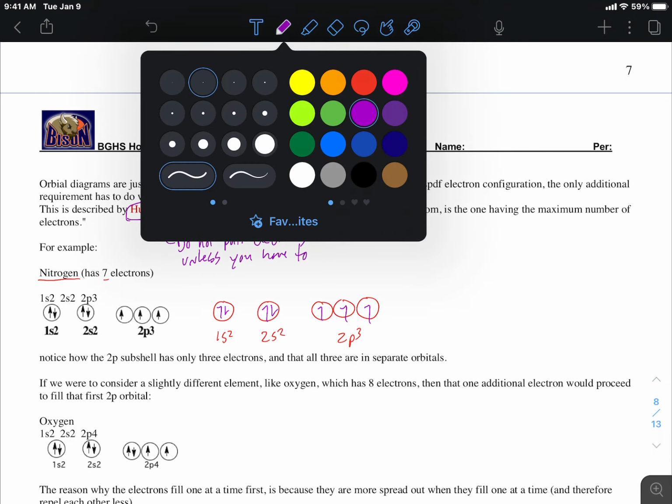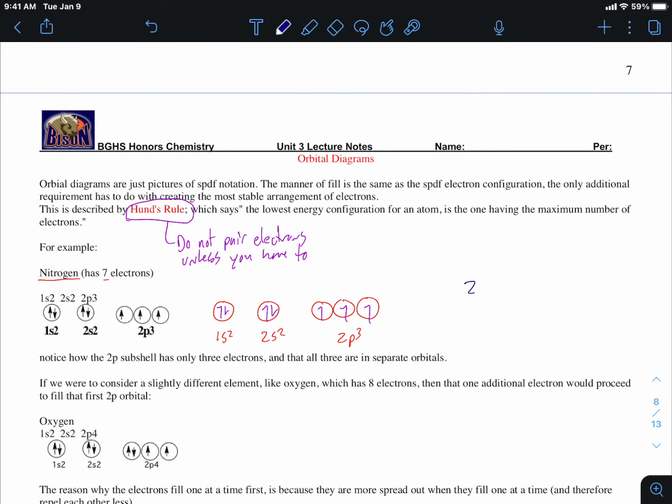Here's an example that would be wrong. 1, 2, 3. Okay, that would be incorrect, because the reason why we have to put them in one at a time is because that's what's going to be the lowest energy, and lowest energy means most stable.